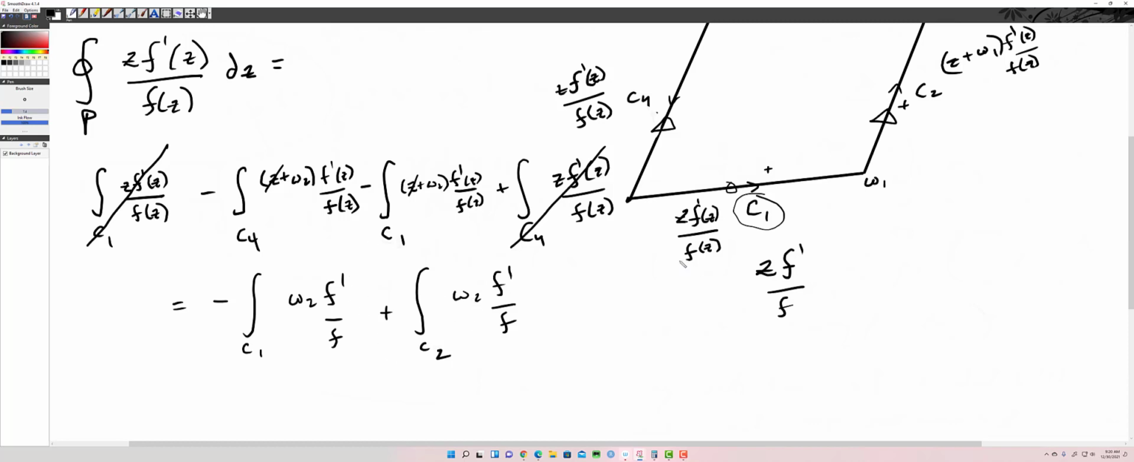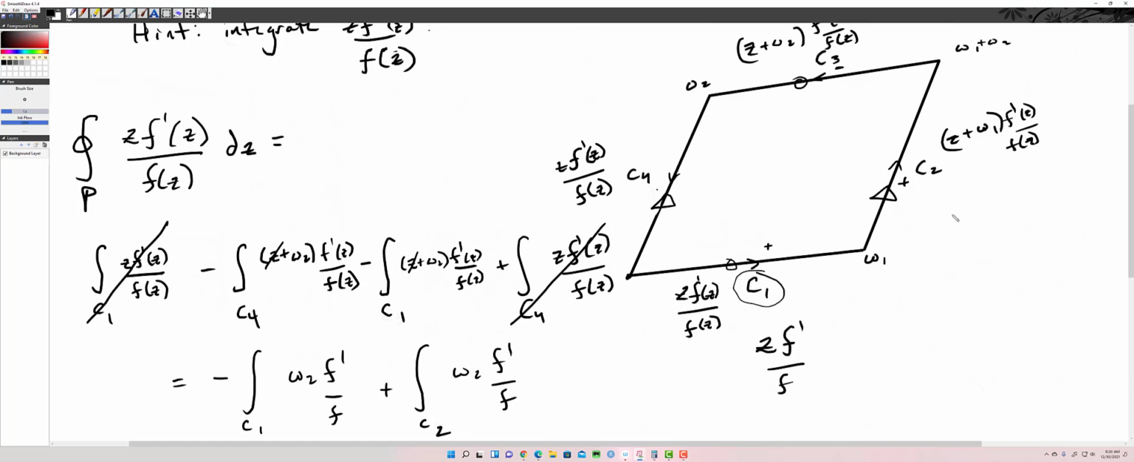Oh, did I screw something up here? Hang on, I think I did. C2 should be, this should be omega 1. I'm sorry. That should be omega 1, and so that should be omega 1. Okay, that makes a lot more sense.